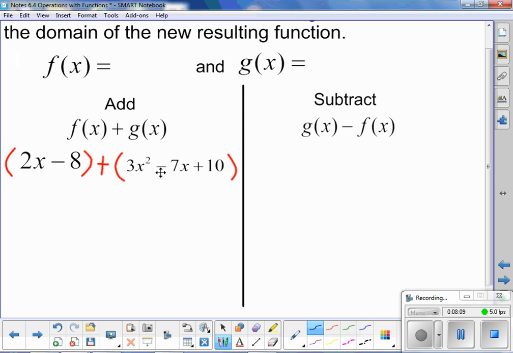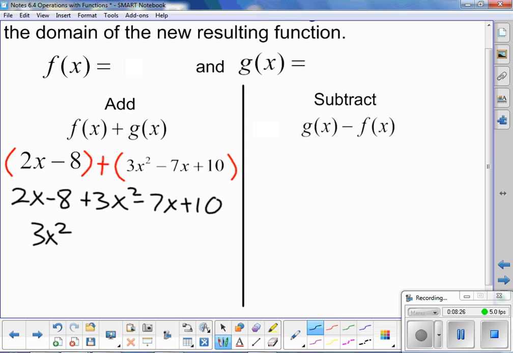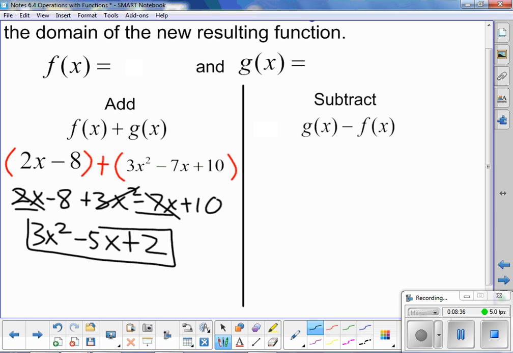So in order to add these two groups, we have to first get rid of the parentheses. You do that by distributing a 1. That'll break it up into smaller parts. So 2x minus 8 plus 3x squared minus 7x plus 10. Combine your like terms. 3x squared is just a 3x squared. Negative 7x combines with a 2x to make negative 5x. And negative 8 and a positive 10 is positive 2. So that is my new function when I add my f of x to my g of x function.